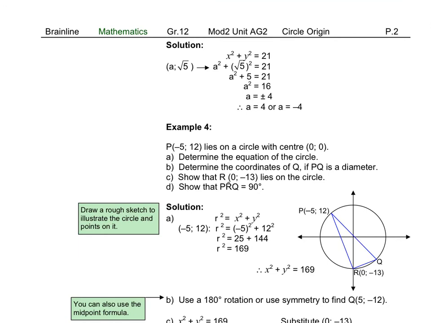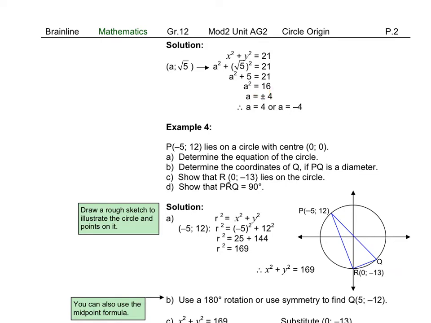So I substitute my x with the x value of the coordinate, in this case the a, and I substitute the y with the y value of my coordinate, in this case the square root of 5. I can now simplify my equation in order to solve a. The square root and the square cancel one another out, and I'm left with the 5. If I then take the 5 to the right hand side, it becomes minus 5, and 21 minus 5 is 16.